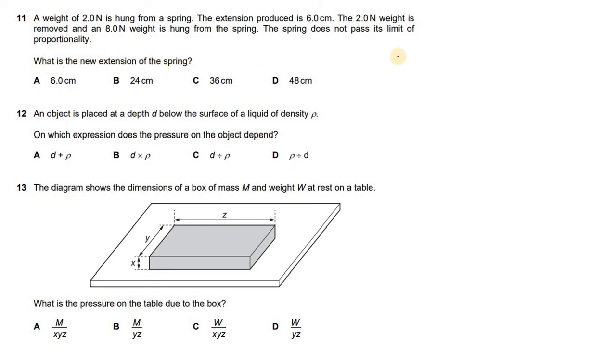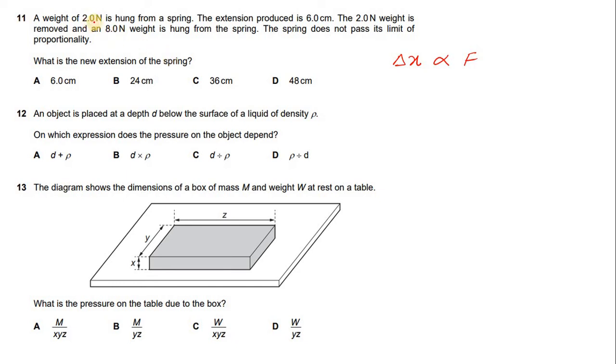So remember, extension is proportional to the applied force or hanging weight or the deforming force. So it is proportional. If you double the force, extension will be double. If you halve the force, extension will be half. Now what is happening here?